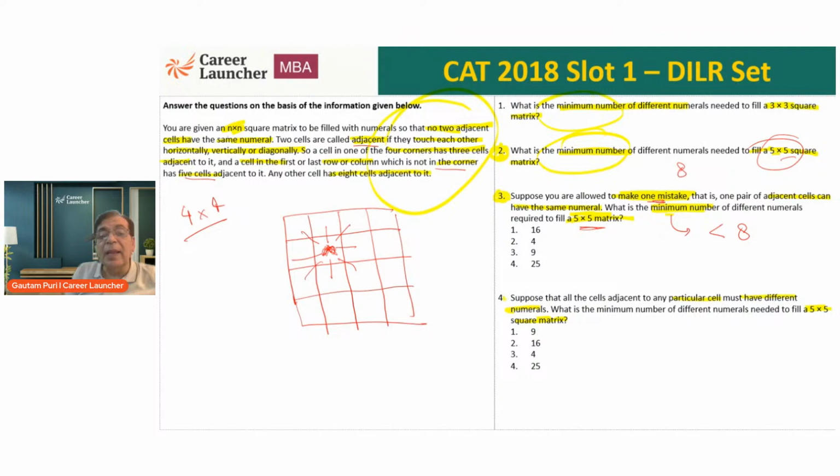But the interesting thing, as I said, question 2, 3, 4 are about 5 by 5 matrix. Question 1 is about a 3 by 3 matrix. So first we'll understand the logic from the 3 by 3, and we'll apply it to the other 3. That's the only thing we needed to do out here.